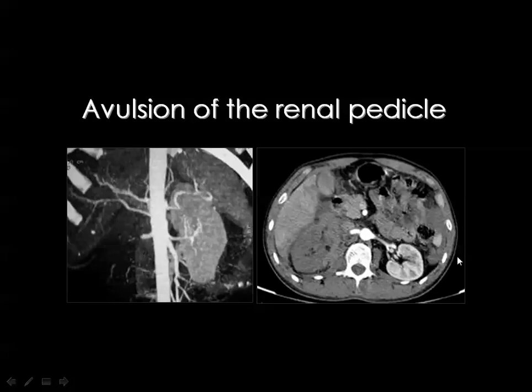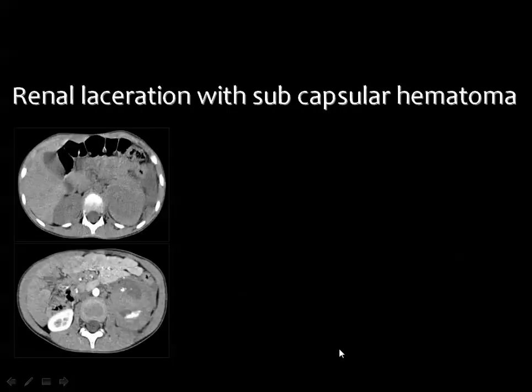And this is also an example. You see the intact left kidney, and you see the right kidney which is not excreting contrast media, and this is the right renal artery which is avulsed here, and this was confirmed by this CT angiogram showing avulsion of the renal vascular pedicle on the right side.